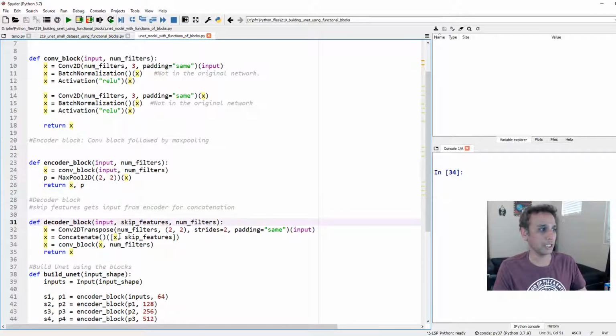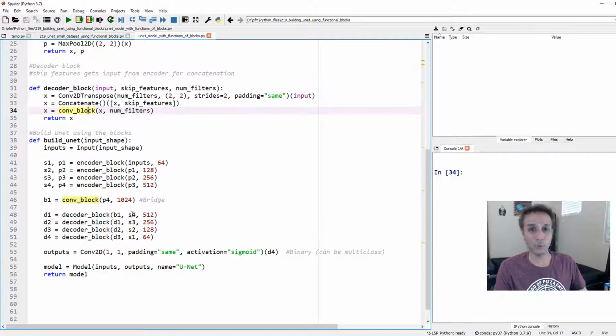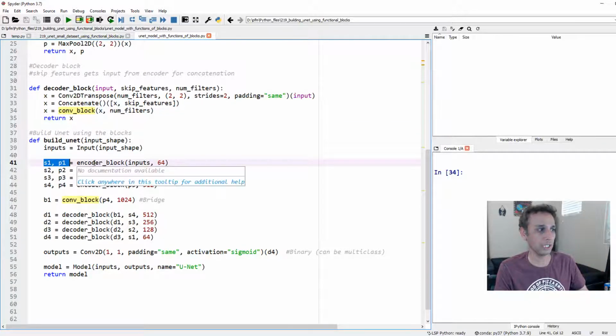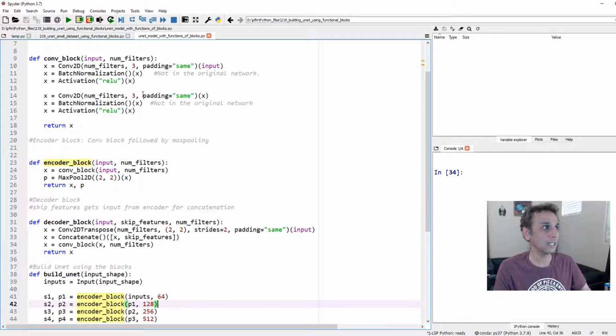So this includes the Conv2DTranspose and concatenation of these two, and then the convolution block, and you get an output there. Now, here is the build unit, and this is where we ended our presentation. My S1 and P1 is nothing but our encoder block output, where it takes in inputs and 64 number of features and so on. We already talked about this. So this is the model that we're going to use.